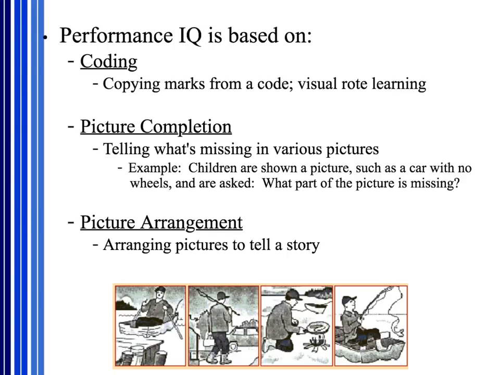The next half of the test is the performance piece, where there are 6 components. Coding, picture completion, and picture arrangement are 3 of those components. Coding is copying marks from a code. It's a visual rote learning. And then picture completion is telling what's missing in a picture. Have you ever seen those cartoons where they have 2 images and the images are identical, but one image on the left is missing some of the things that are included on the right? That's an example of picture completion. And there's picture arrangement, where you have to arrange these pictures in order so that they tell a story.